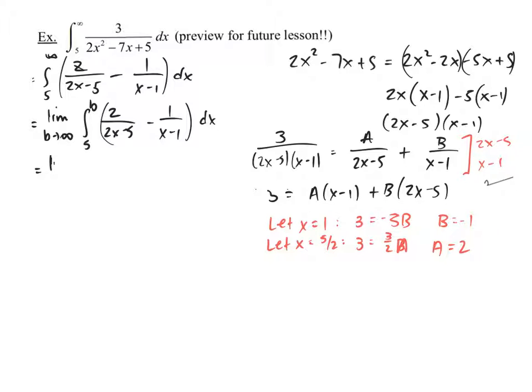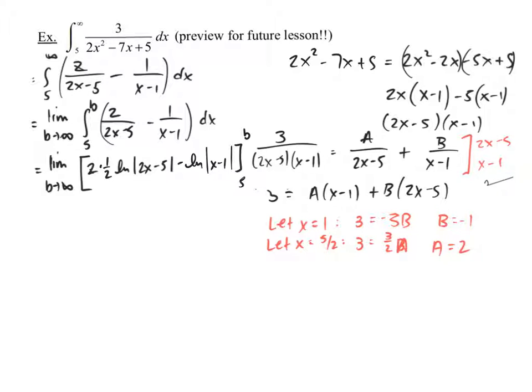Okay, so I'm going to write down here limit as b goes to infinity, and my next objective is to find the antiderivative of this integrand. So I have 2 over 2x minus 5. So I'm going to leave the 2 in front. And then I know that that rule is going to fit the natural log rule, so natural log of the absolute value of 2x minus 5. But because the inside has a derivative of 2, that means I'm going to have to put a 1/2 in the front. Minus natural log of the absolute value of x minus 1. And then we're going to evaluate this from 5 to b.